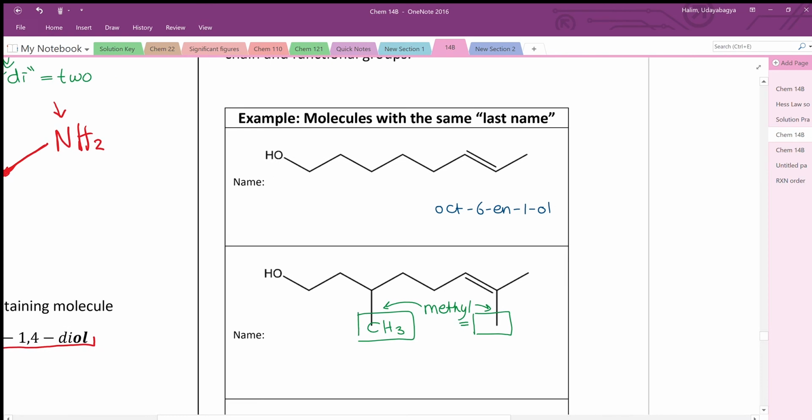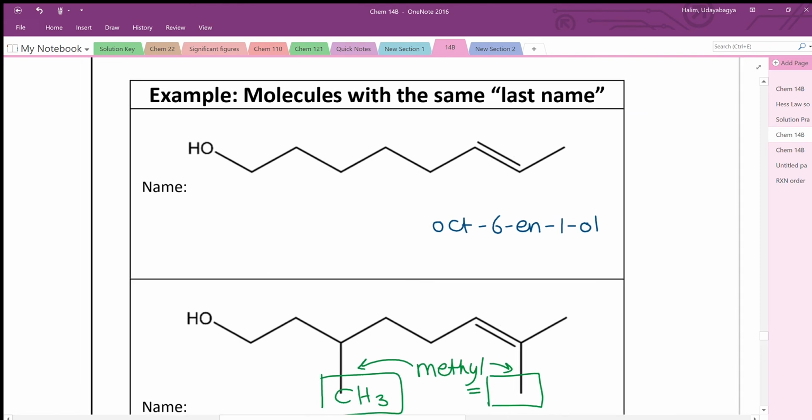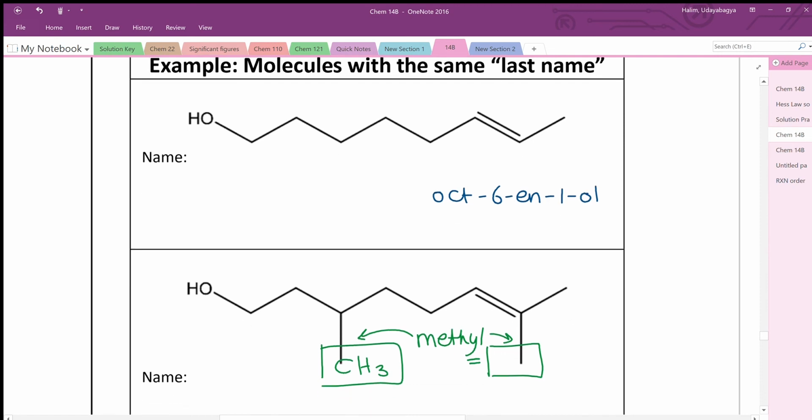That's pretty much it in terms of nomenclature. If you're going to go to 14C, I imagine you would have to name these things from scratch, but we're not going to go there. Instead, we're just going to start with the easiest one, which is naming of alkanes.